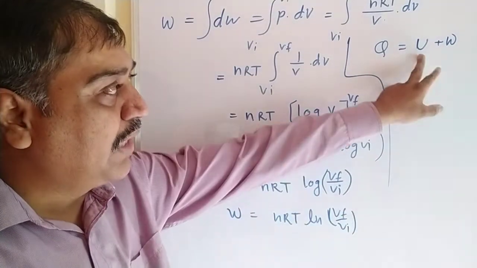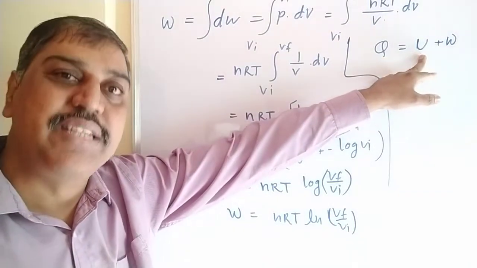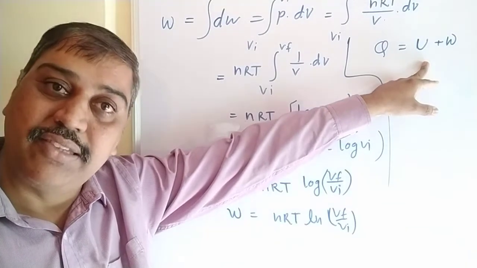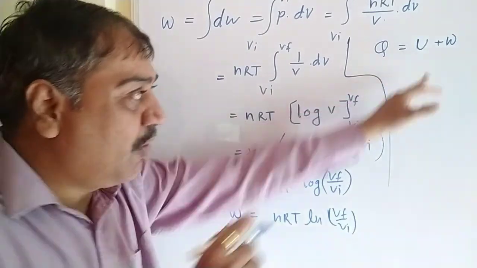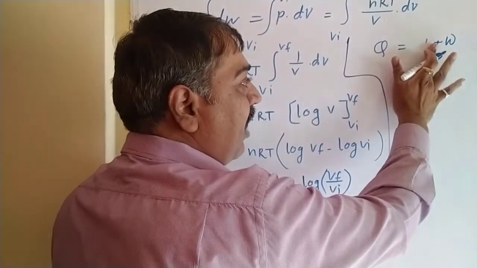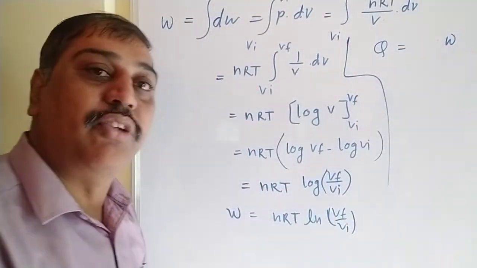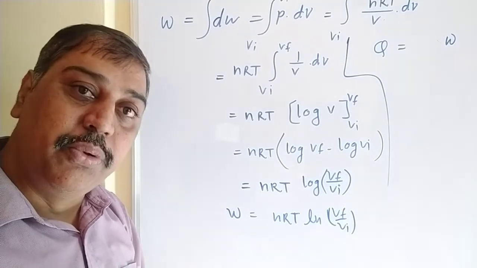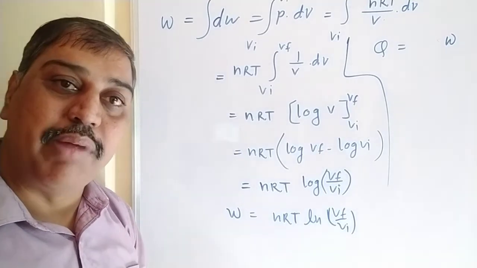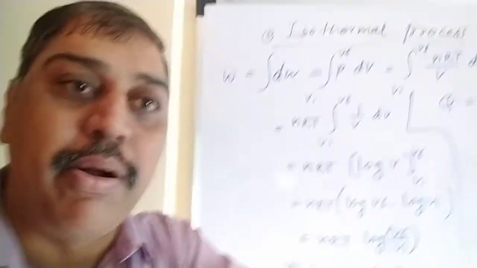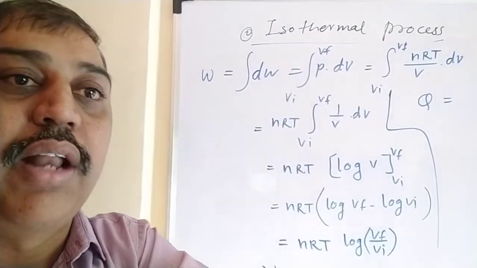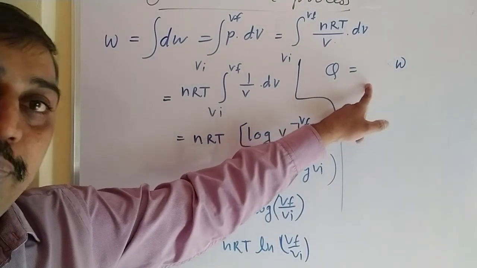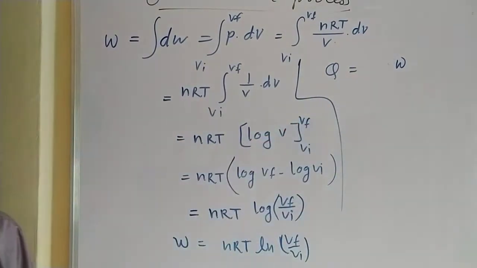But we know here ΔU is constant, or 0. Why? Because temperature is constant throughout the isothermal process. As temperature is constant, the internal energy of the system is constant. So the amount of energy supplied is totally used to do the work done in the isothermal process, because internal energy is constant.